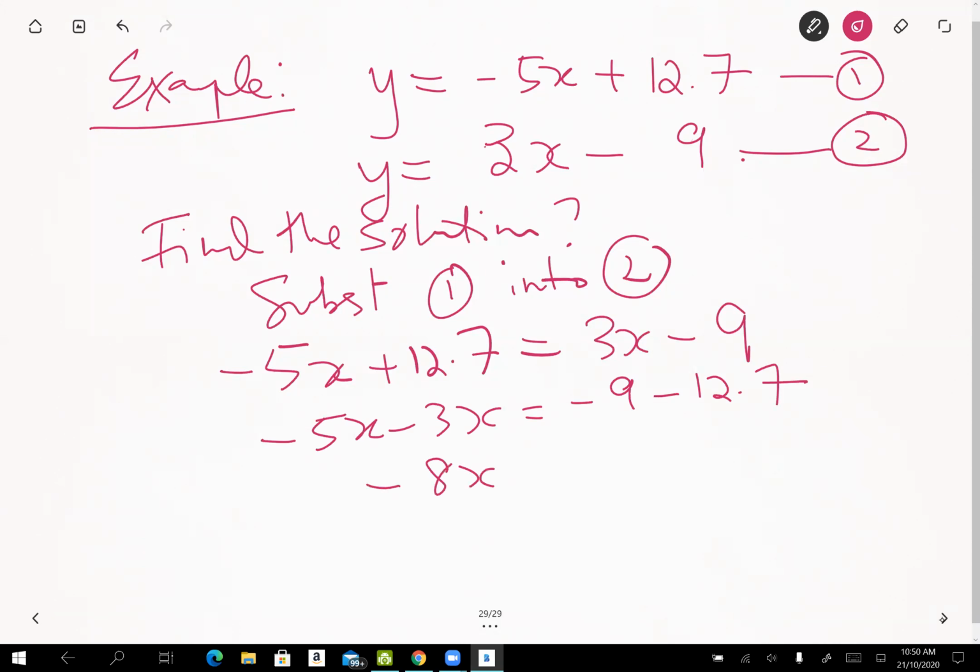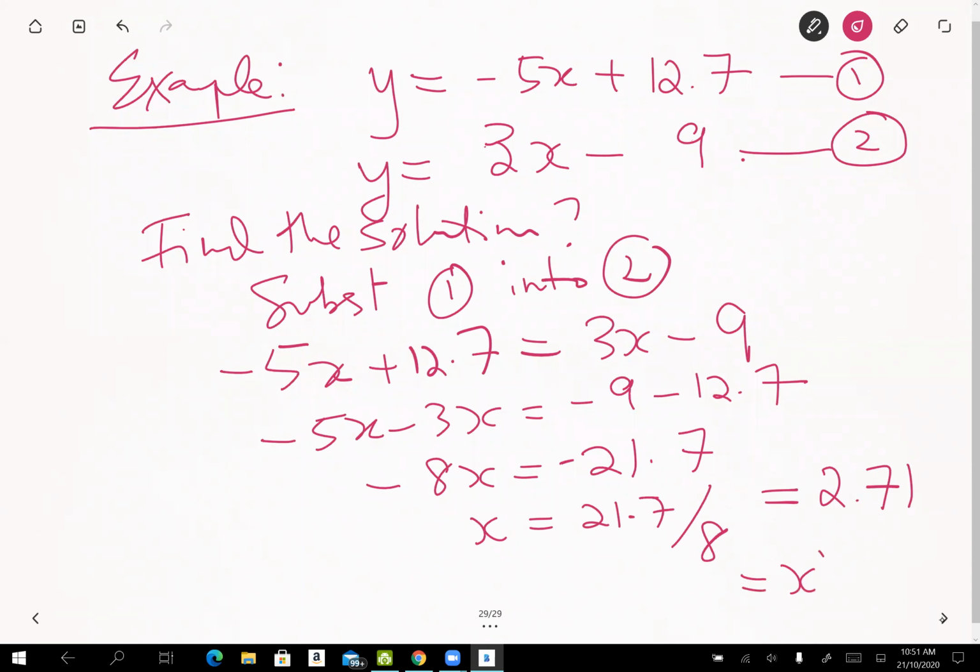Negative 2x equal to negative 21.7. Negative and negative become positive. So what do we get? 2.7125, to 2 decimal points. So that is what we call x star.